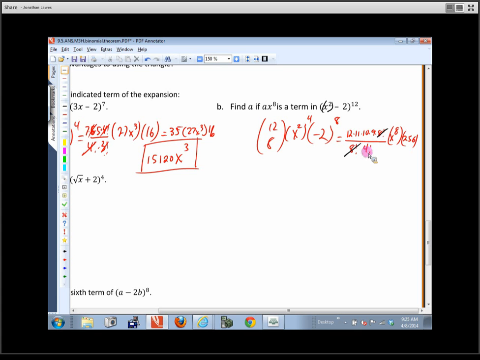And then I can stop and think about what I've got here. I've got a 4, a 3, and a 2. So I can cancel the 4 with the 3. That'll take care of the 12. And I can cancel the 2 with the 10. That'll make that a 5. So I've got an 11, a 5, a 9, an x to the 8th, and a 256. So when I do 11 times 5 times 9 times 256, I get this big ugly number that is the coefficient on x to the 8th, which is what we're looking for.